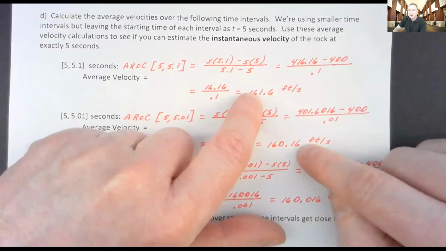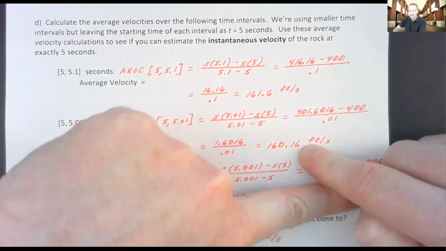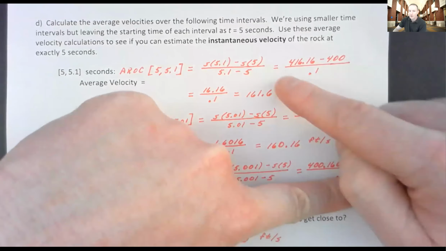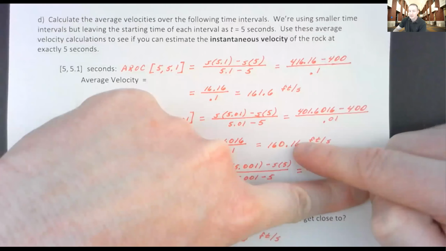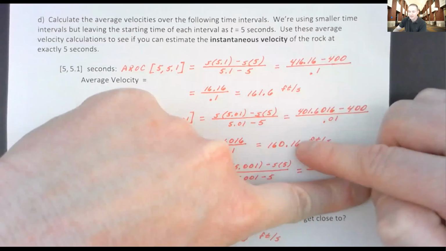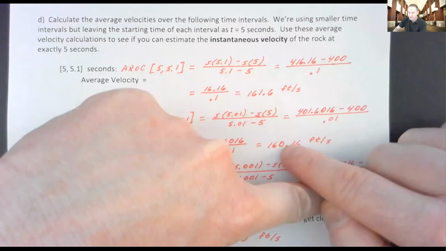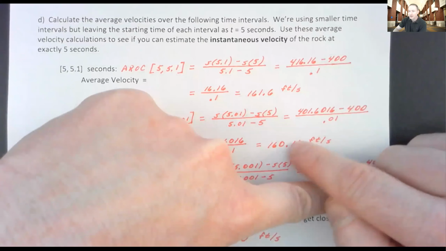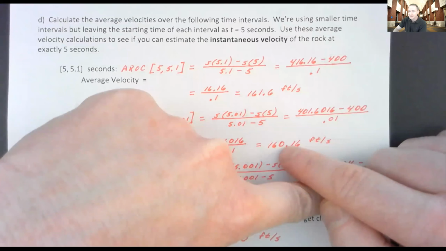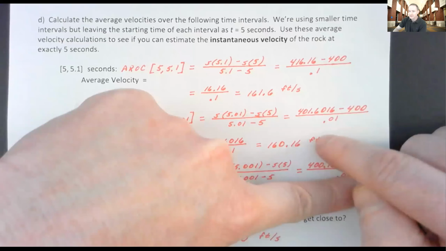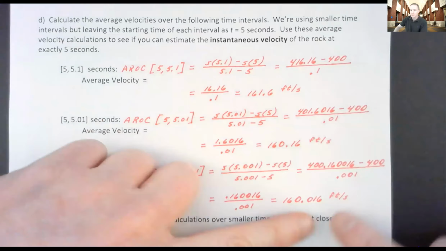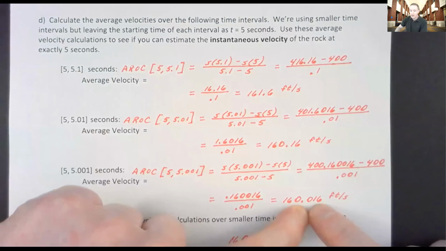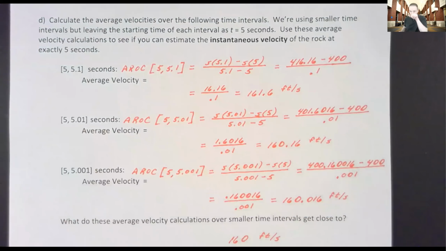160.16. So I've already done the next one, but if I were just to guess, well, I wonder if that pattern's going to continue. What should I expect the next number to be? I expect there to be another 0 in between this 6 and this 1, so I expect it to be 160.016. Now I'll go ahead and show, glorious, oh glorious, 160.016. That pattern does emerge.